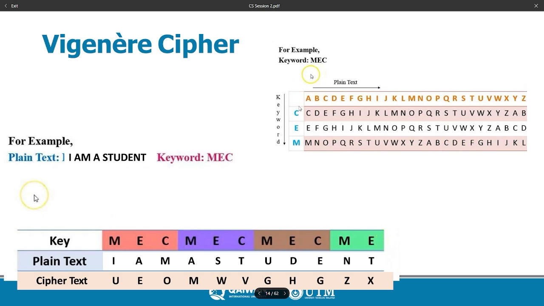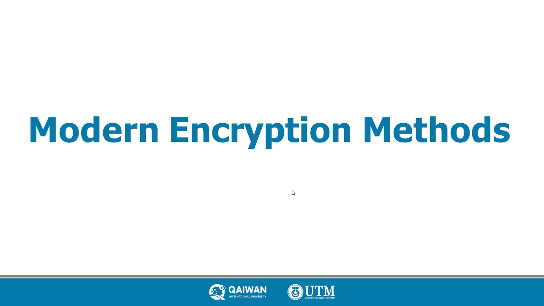How would I find this? Well, this is C, the keyword, and I want to find the M, and here's M, and it would be O. Now here's the C and M, and in this alphabet they intersect. Now this is the Vigenere cipher, also one of the easiest or the old encryption methods. Now we will talk about the modern encryption methods.